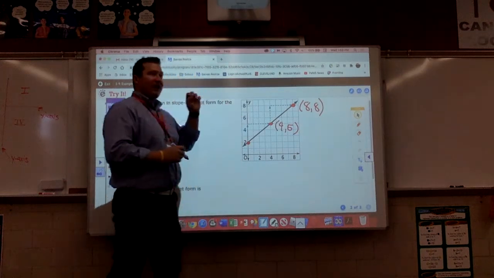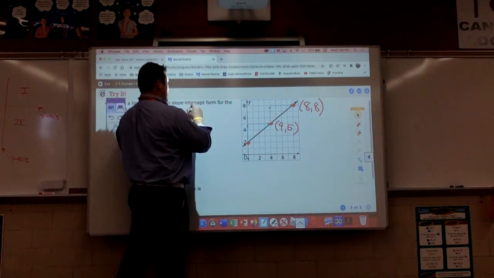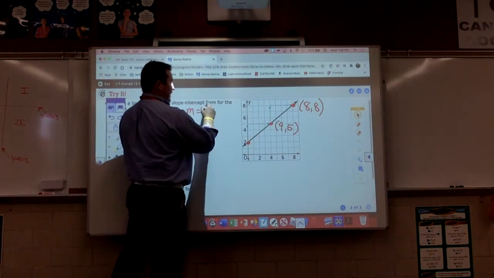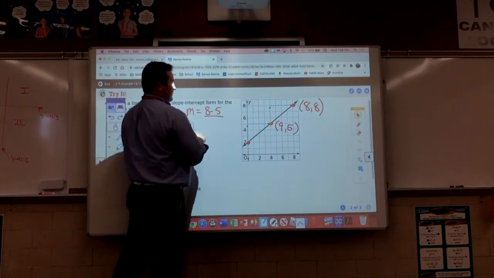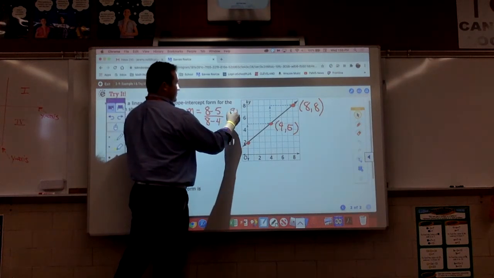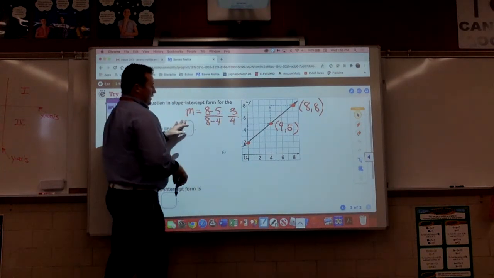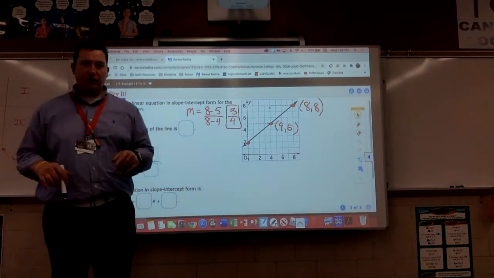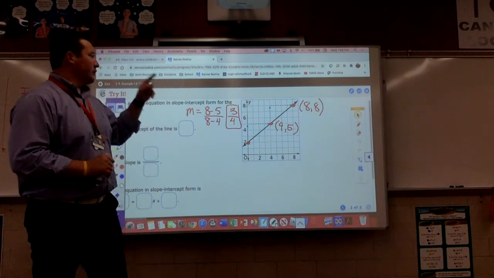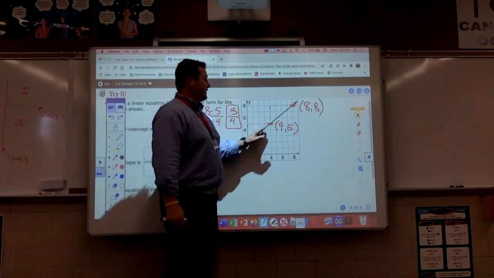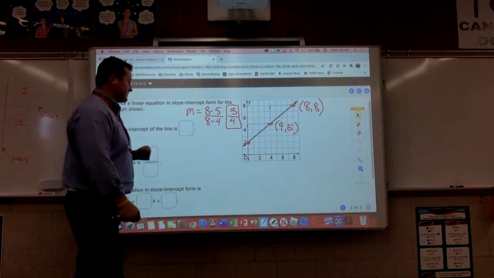So if I'm finding slope, I'm just going to say, hey, m is my slope. Y minus y, 8 minus 5. X minus x, 8 minus 4. Keep going. 3 over 4. Okay, it's a fraction, leave it. We're cool with fractions. So 3/4 is my slope. Makes sense because this is positive. This line's going uphill. That all matches.